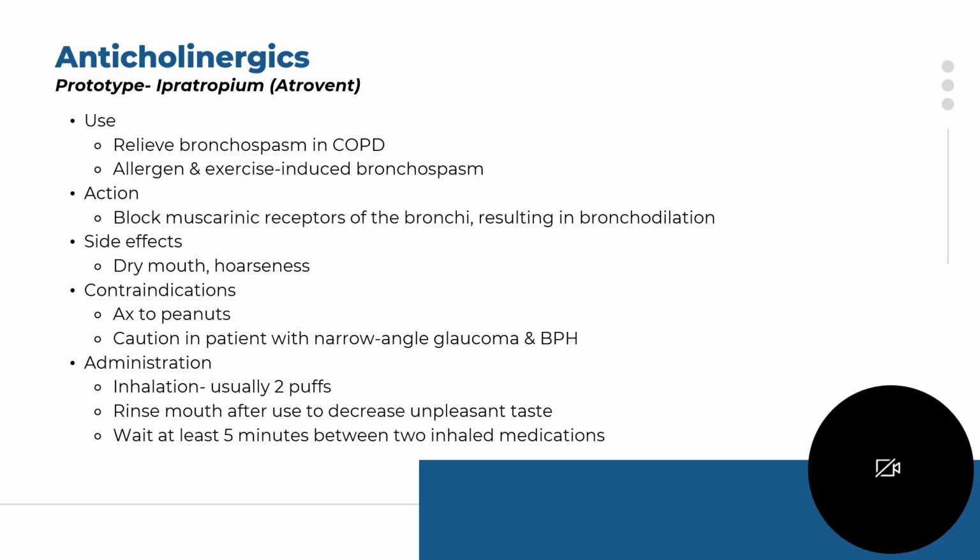Okay. Next, we're getting into anticholinergics. So these can be given by an inhaler or by a nebulizer. So these can be used if somebody has bronchospasm caused by allergens, or if they have exercise-induced bronchospasms. These work by blocking the muscarinic receptors of the bronchi, causing bronchodilation. So all these are kind of doing the same thing, just in a different way.